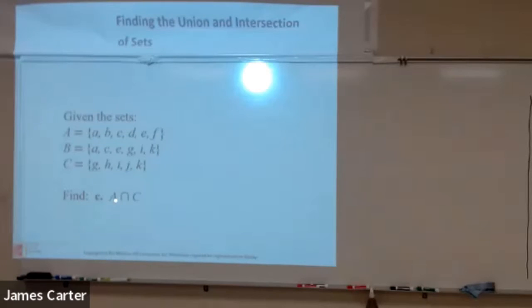Okay, now, what about A intersect C? Only the ones that A and C share in common. You know what? I don't see any shared in common. Do you? So what is the answer? The empty set. A and C. Okay.